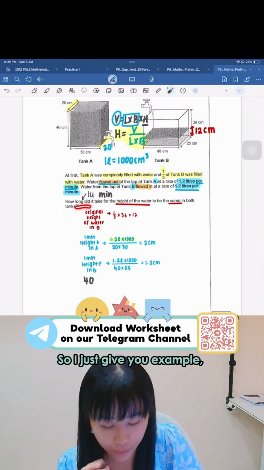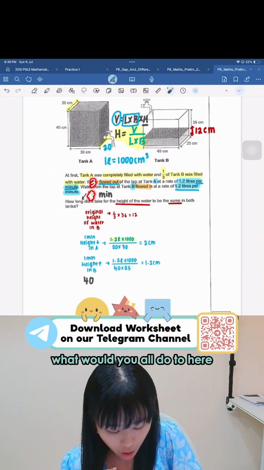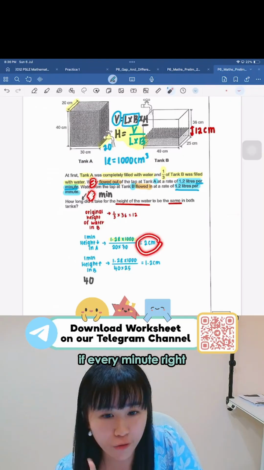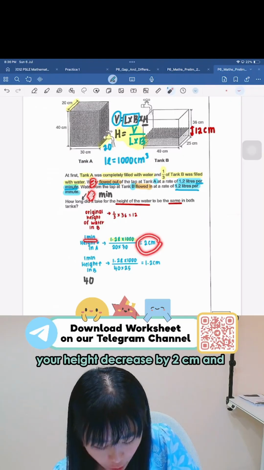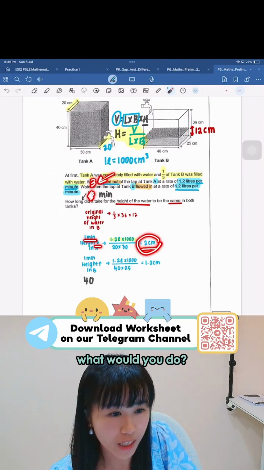So I just give you an example. If let's say I don't know whether it is 1 unit or not. Let's say it was 3 minutes. What will you all do here? If every minute your height decreases by 2 cm, and let's say you know it's 3 minutes, what will you do? You will times, right?